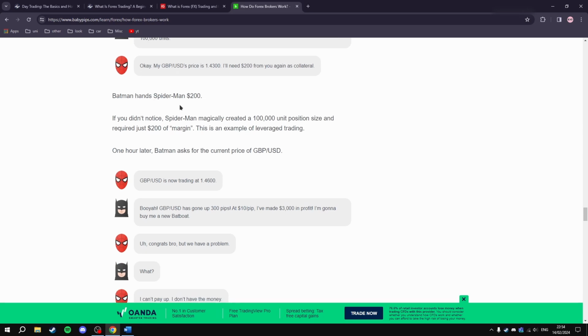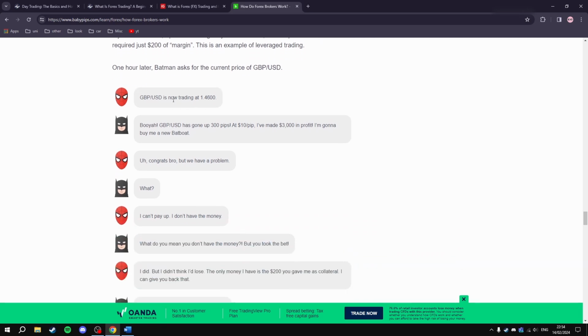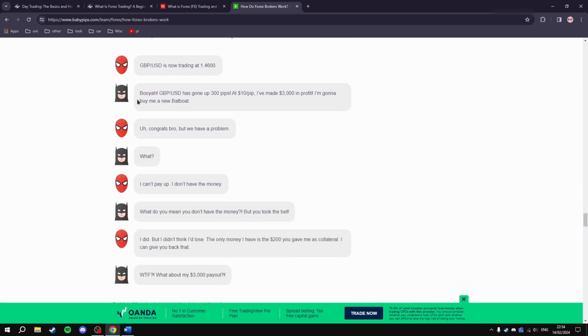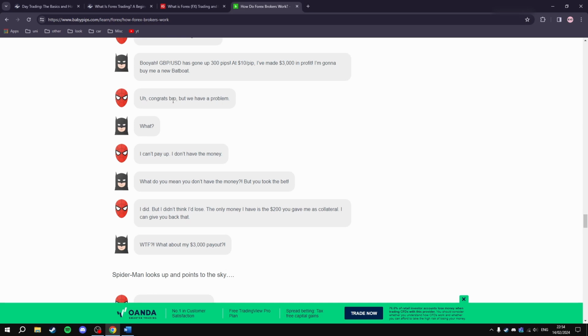Batman hands Spider-Man $200. If you didn't realize, Spider-Man magically created a 100,000 unit position size and required just $200 of margin. This is an example of leverage trading. One hour later, Batman asked for the current price of GBPUSD. "GBPUSD is now trading at 1.46." "Booyah, GBPUSD has gone up 300 pips. At $10 per pip, I've made $3,000 in profit. I'm going to buy me a new Batmobile, or Batboat."